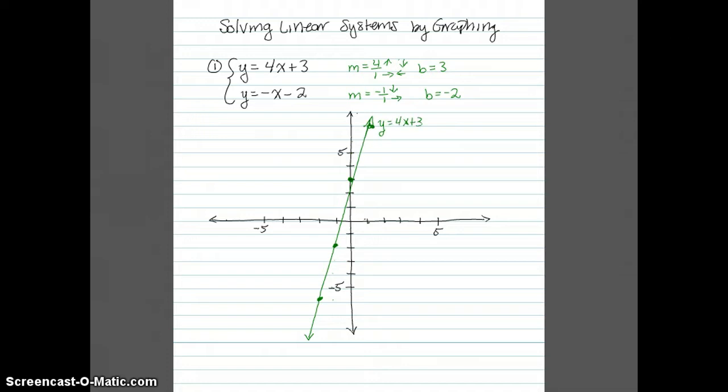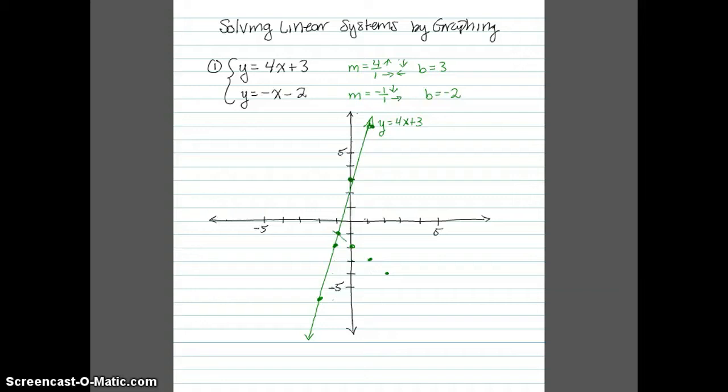So here I have the first line graphed, and I'm labeling it with its equation. Going to the second line, I'm beginning at -2 on the y-axis. And from there, I'm going down 1 unit and 1 unit to the right to plot my next point. And then I'll continue that to get a third point. And I could go the opposite direction to get my fourth if I wish.